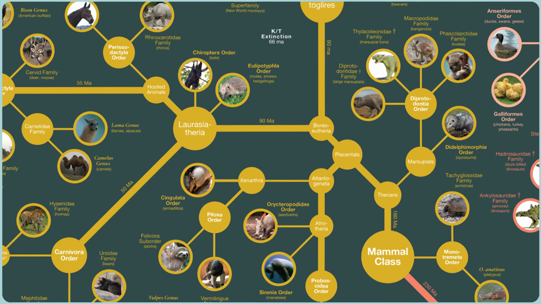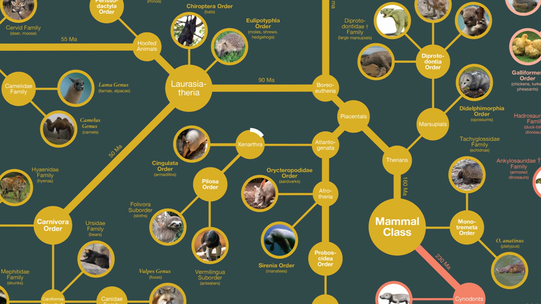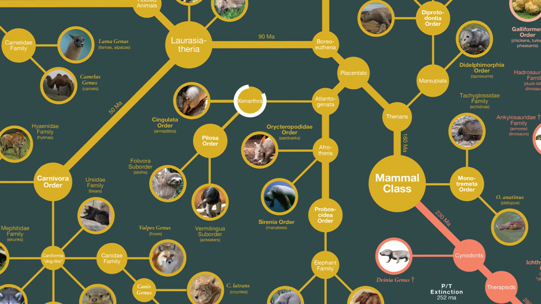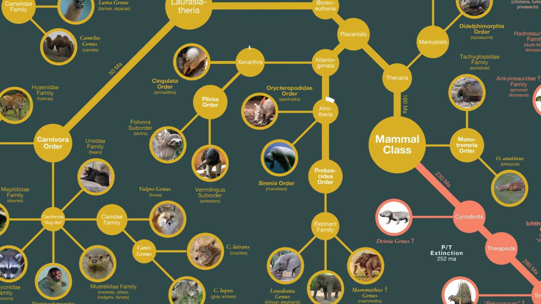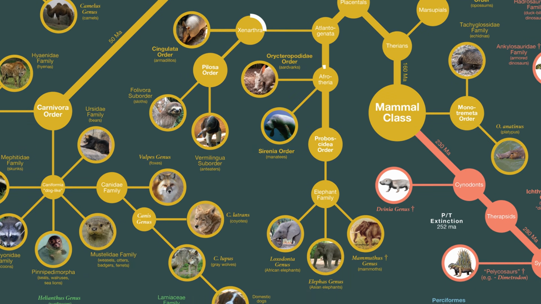Let's look at Atlantogenata first. It can be split further into Xenarthra, which developed in West Gondwana, and Afrotheria, which developed in East Gondwana. Xenarthra means strange joints, and they are so named because they have some extra parts in their spine. Examples include armadillos, sloths, and anteaters.